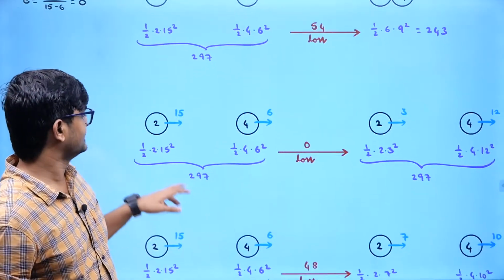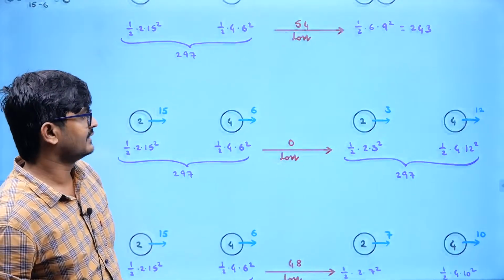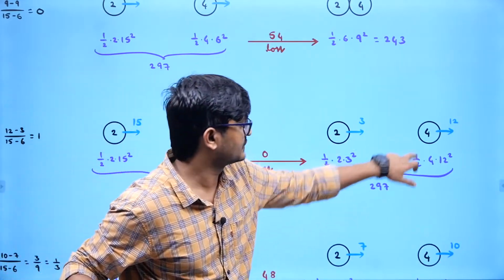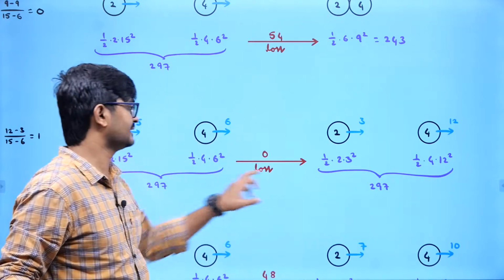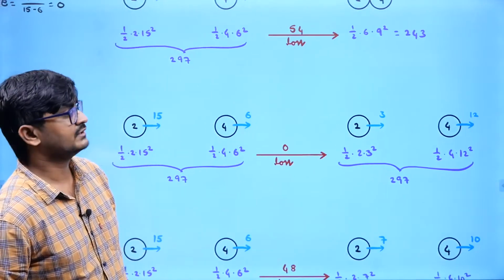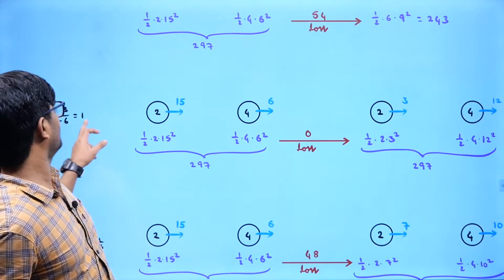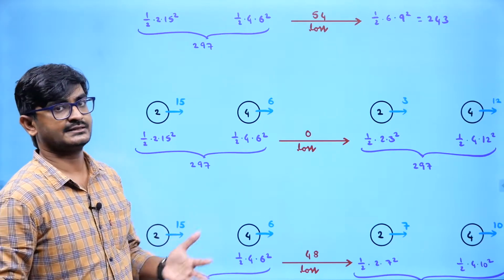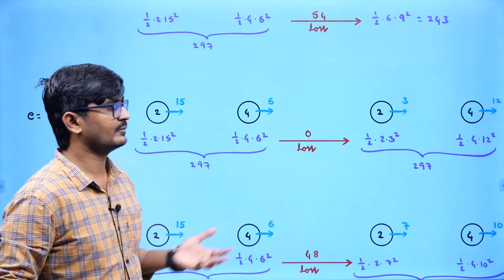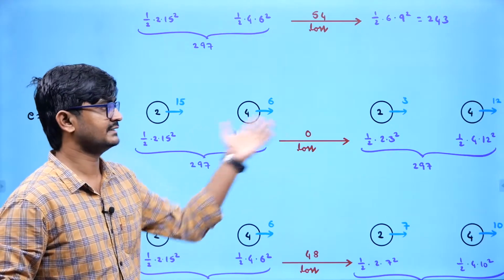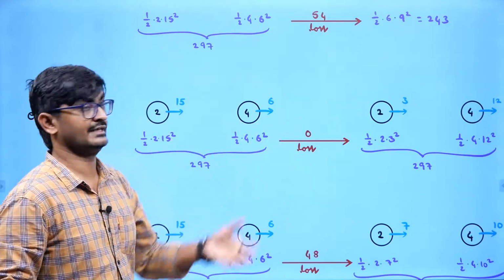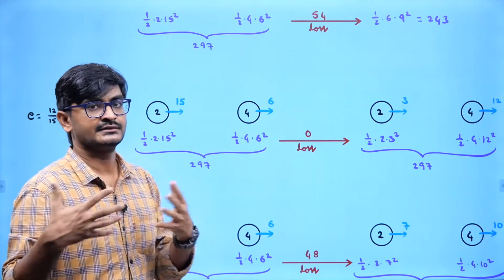So 54 units is the heat loss here. Now in the next case, initial kinetic energy is 297. Final kinetic energy, when you add these two, you will be getting 297. That is, there is no heat energy loss, which you must be expecting, because E equal to 1 refers to elastic collision where there won't be any mechanical energy loss, or there won't be change in kinetic energy initially and finally. But during collision, there will be deformation.